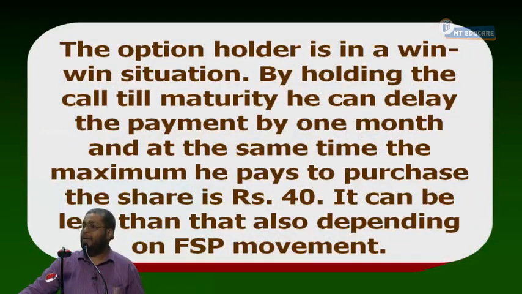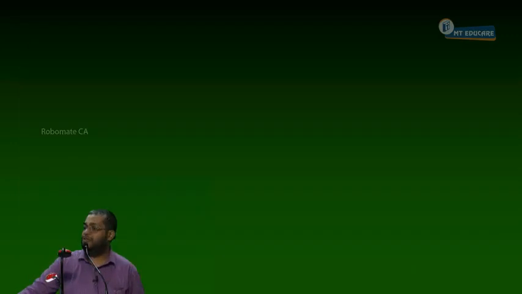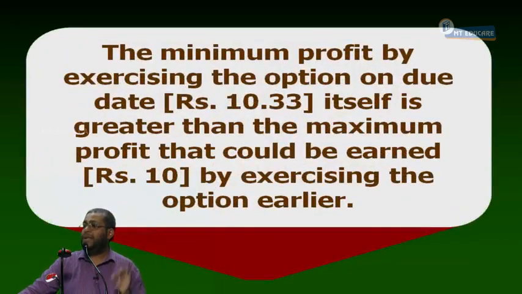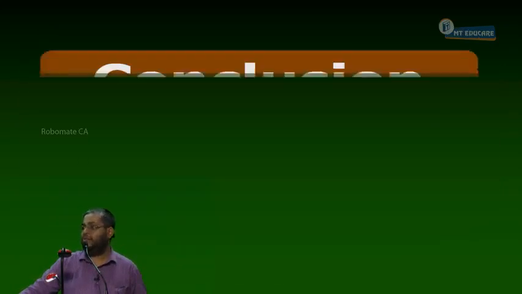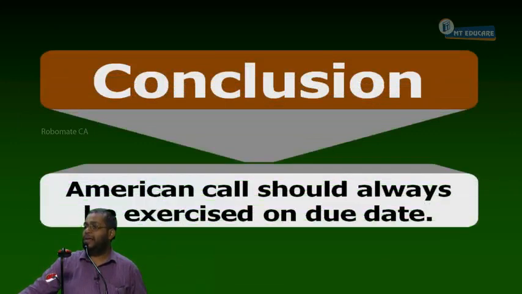At the same time, the maximum he pays to purchase a share is how much? 40. It can be less than that also, depending on the FSP movement. Everybody, yes or no? So the conclusion is, the minimum profit by exercising the option on the due date is how many rupees? 10.33. Which itself is greater than what? The maximum profit of 10 by exercising the option at the earliest date. So the conclusion is, an American call should always be exercised on the due date.